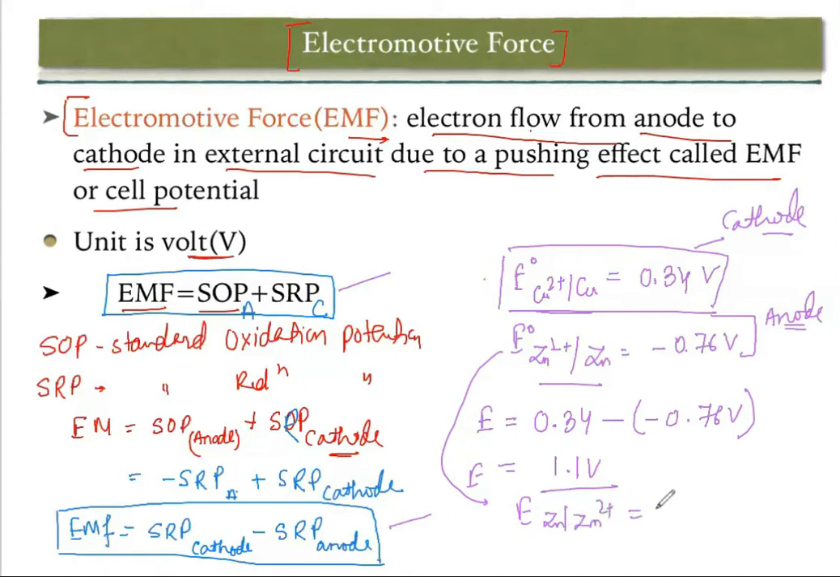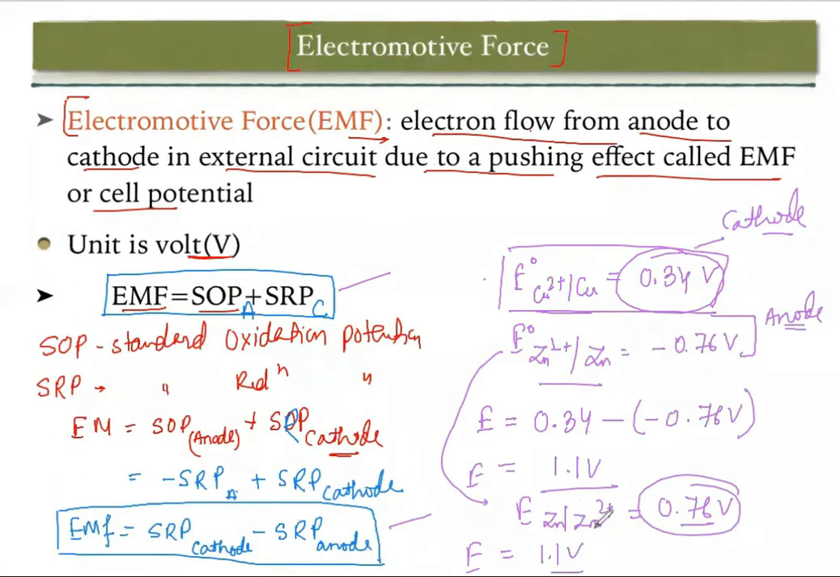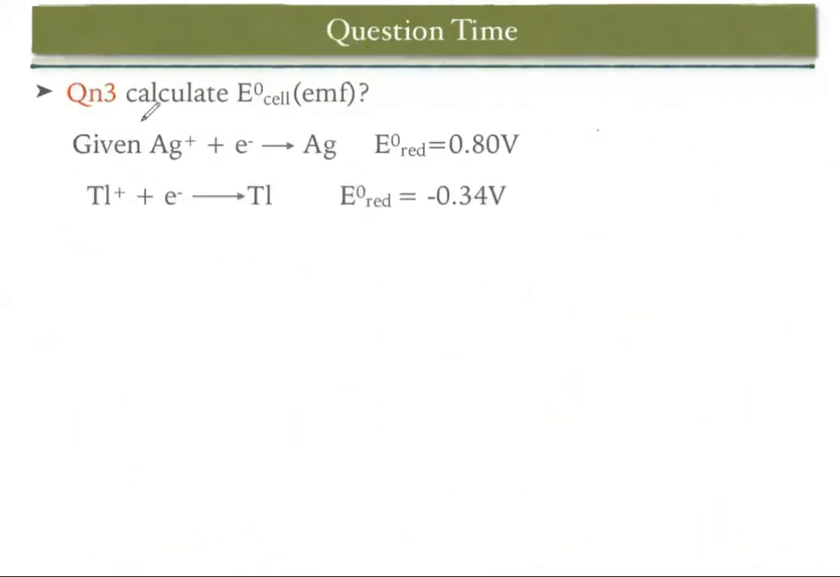Zn to Zn2+ is equal to 0.76 volt. Now you can also find out the cell EMF. So 0.76 plus 0.34, that will be 1.1. Okay. So both methods you can use, but try to use this formula. That will be very helpful to you. Now let us try to solve the next question.